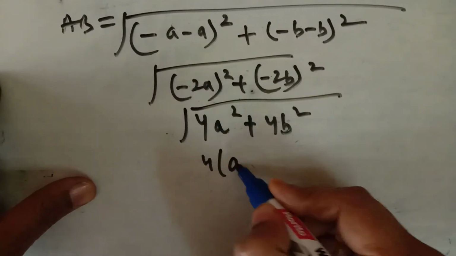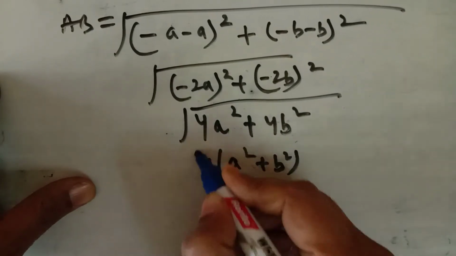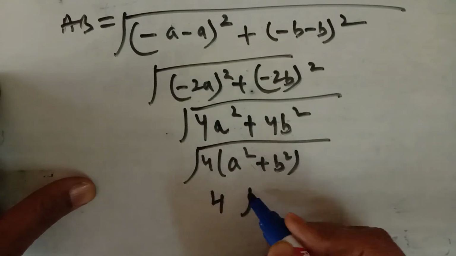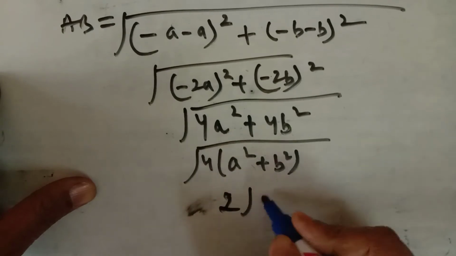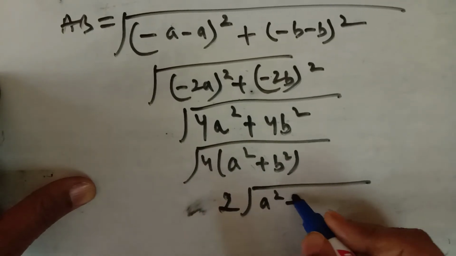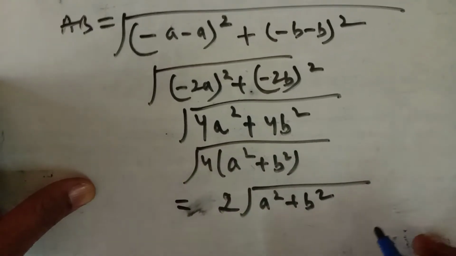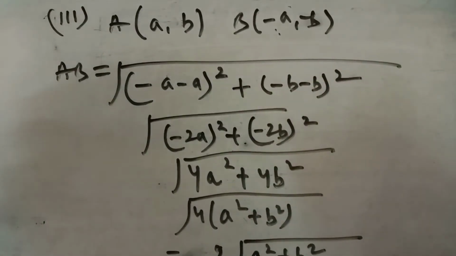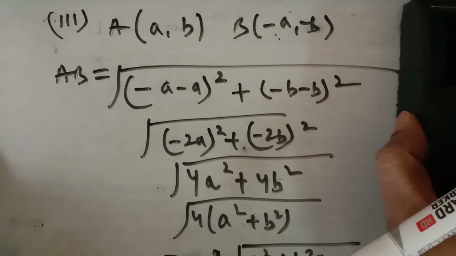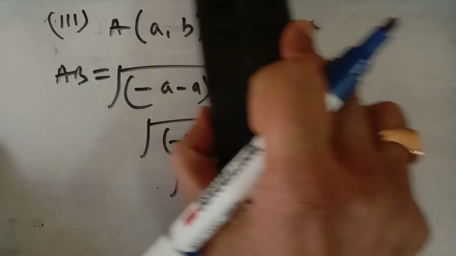Now you can simplify as far as possible. You can take 4 common in this, and the square root of 4 is 2. So it is 2 under root a square plus b square, which is the distance between these 2 points that we have found by using the distance formula. So this is how you can find the distance between the 2 points when the coordinates of the 2 points are given.